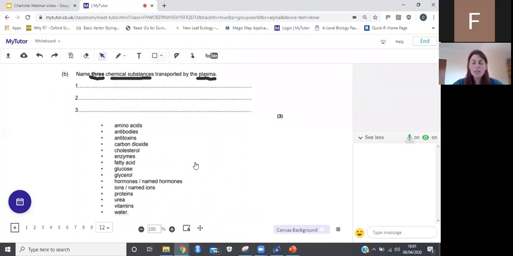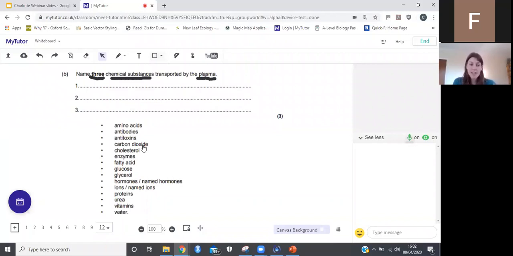Amino acids, so those are the components of proteins. Antibodies as part of the immune system. Antitoxins, also part of the immune system. Carbon dioxide travels in the plasma rather than in the red blood cells. Red blood cells are only adapted for carrying oxygen, remember. Cholesterol, you could also have. Enzymes as well, they travel in the blood.